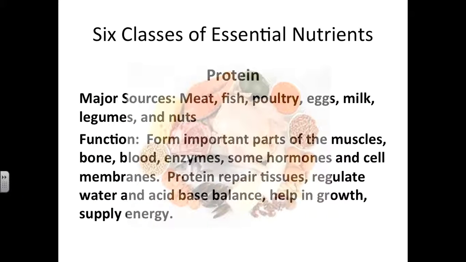So there are 6 classes of essential nutrients. We're going to start off with protein, which is very important because it helps you maintain a healthy weight and allows your body to function properly. You get protein in meat, fish, poultry, eggs, milk, legumes, and nuts. This protein helps form important parts of the muscles, bone, blood, enzymes, some hormones, and cell membranes. Protein repairs tissues, regulates water and acid-base balance, and helps in growth and supply energy.